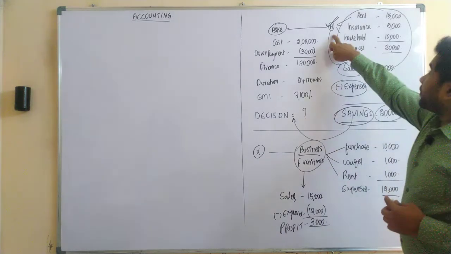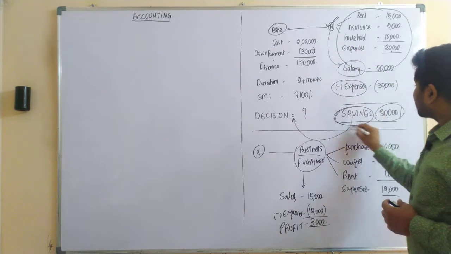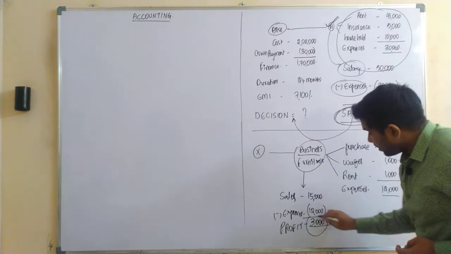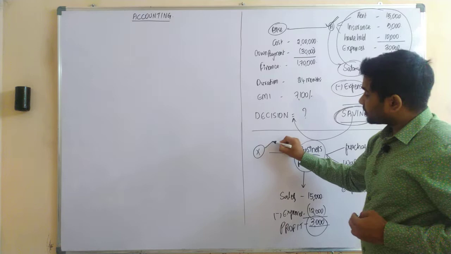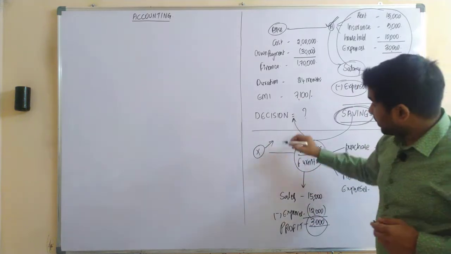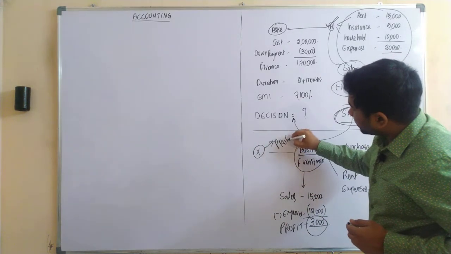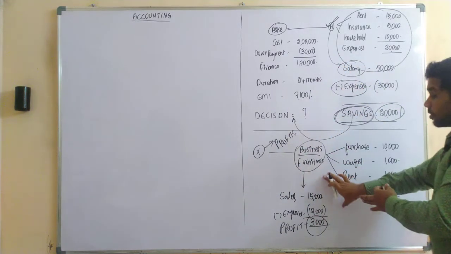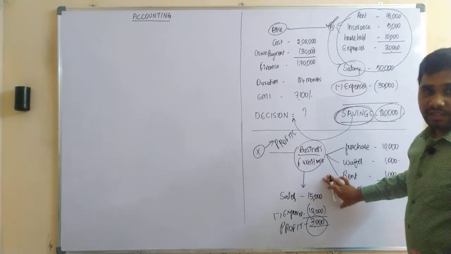Now, in case of individual, it is nothing but your savings. But in case of your business, it would be the profit. The main motive of starting a business for the owner would be to generate the profits. Yes or no? So this is from your individual point of view. This is from your company or the organization point of view.